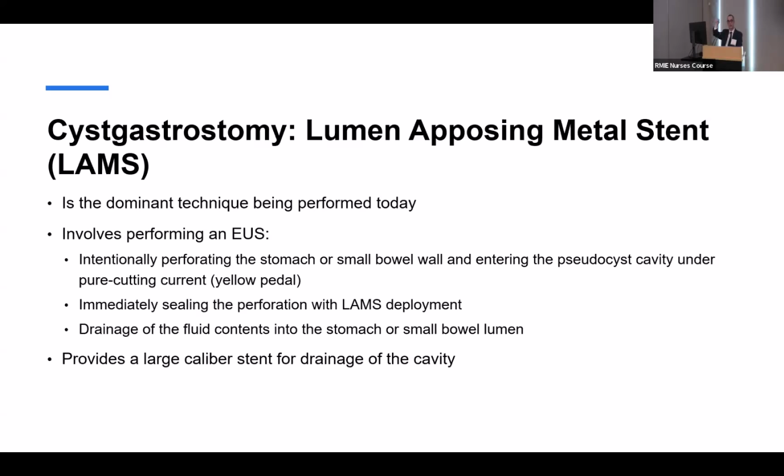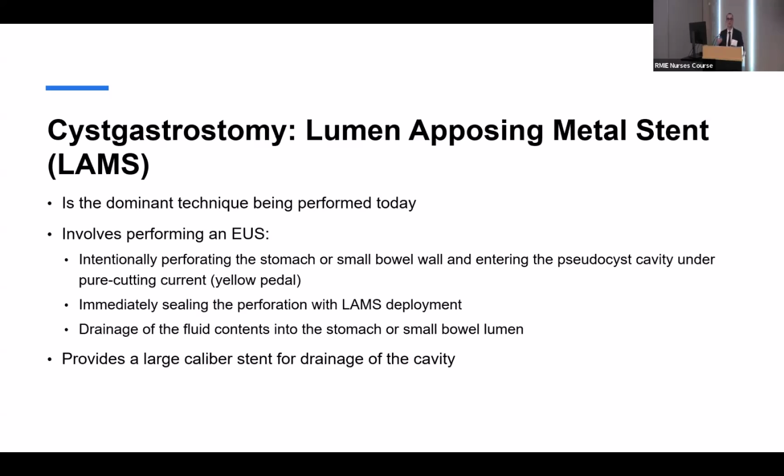This is a bougie catheter where the tip is conical at the end, so it's not meant to make a big hole. It's meant to make basically a sealing hole as it goes across. And then you deploy both flanges of the stent, and it will immediately drain into the stomach or small bowel.